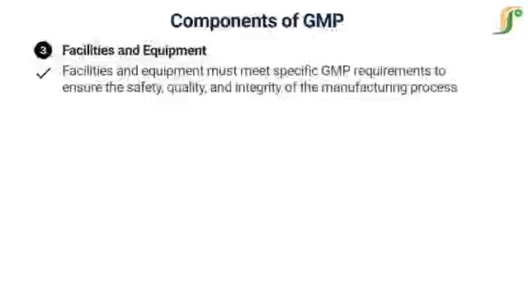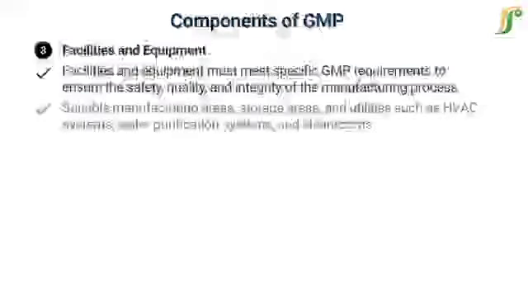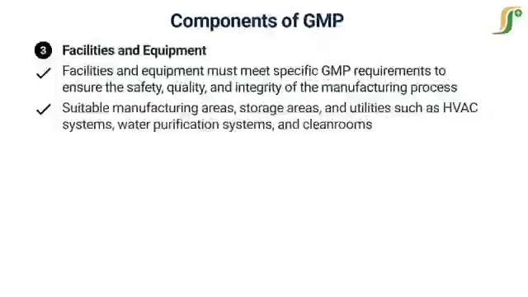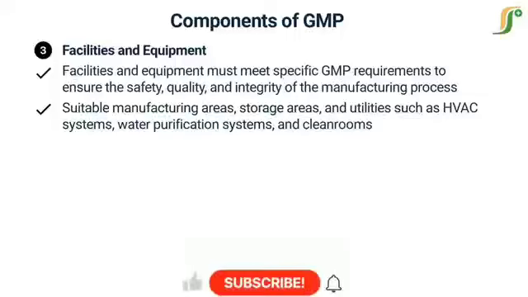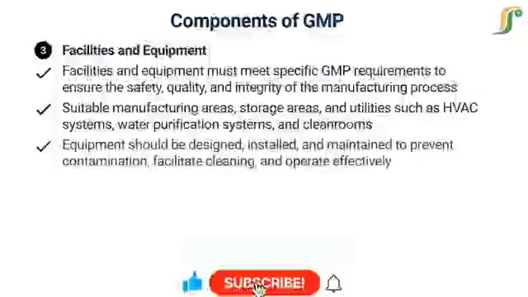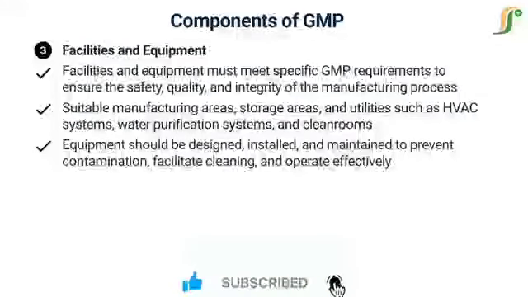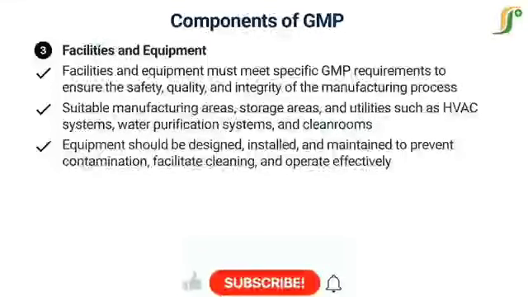Third component is Facilities and Equipment. Facilities and equipment must meet specific GMP requirements to ensure the safety, quality, and integrity of the manufacturing process. This includes having suitable manufacturing areas, storage areas, and utilities such as HVAC systems, water purification systems, and clean rooms. Equipment used in manufacturing should be designed, installed, and maintained to prevent contamination, facilitate cleaning, and operate effectively.